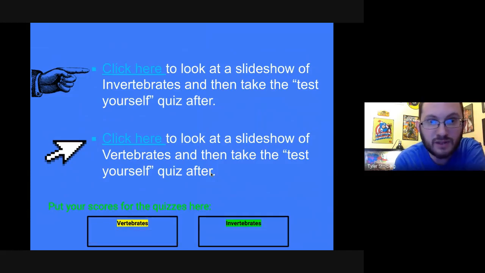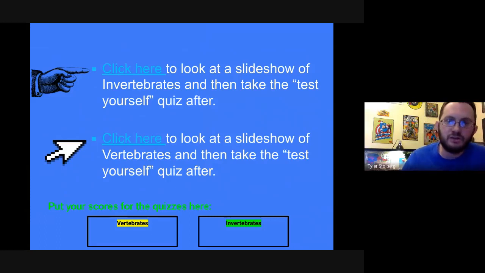So now that we have talked about both vertebrates and invertebrates, you've got to do a little bit of learning on your own. You are going to click both of these links. One will take you to Study Jams to see a slideshow of different invertebrates. Look at the pictures, read the information on the bottom. The other one will take you to a slideshow of vertebrates. Look at the pictures, read the information on the bottom. When you are done with both of those, there is a little test yourself quiz.